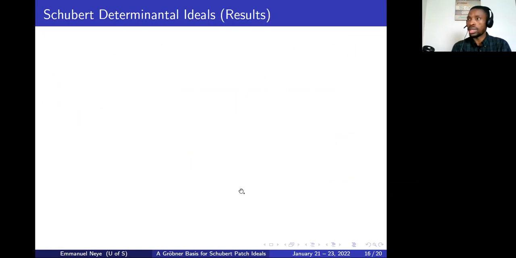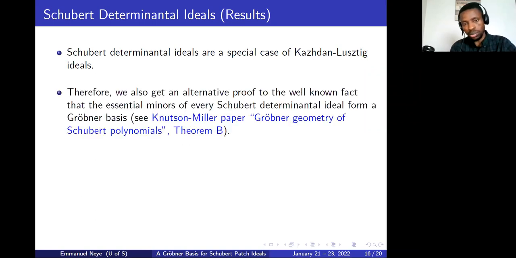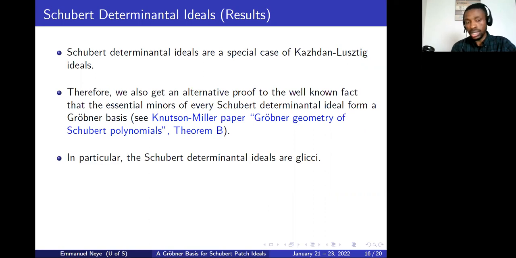So let's see also some results we had about this. Actually, all of the results in here are known results. We just saw that we can recover them from our work. Okay, so here, this family of ideals, the Schubert determinantal ideals, are actually a special case of rank-list ideals. And consequently, we also get an alternative proof to the known fact that the essential minors of every Schubert determinantal ideal form a Gröbner basis. And in particular, since Schubert determinantal ideals are homogeneous, it follows that they're also glicci, because as I said earlier, the homogeneous rank-list ideals are glicci.